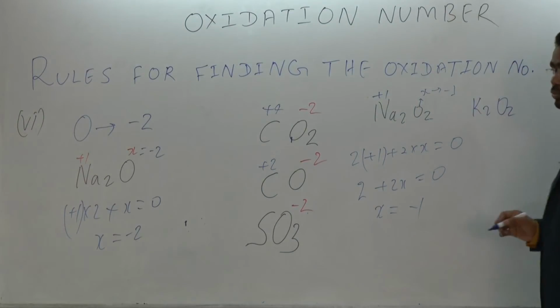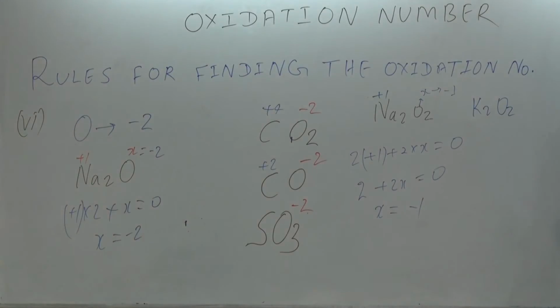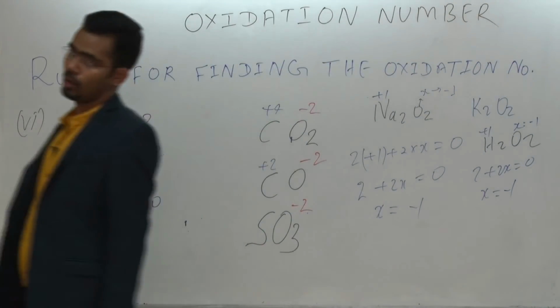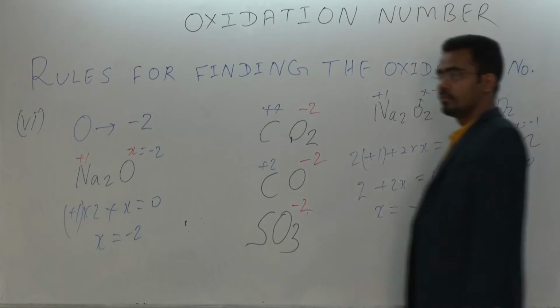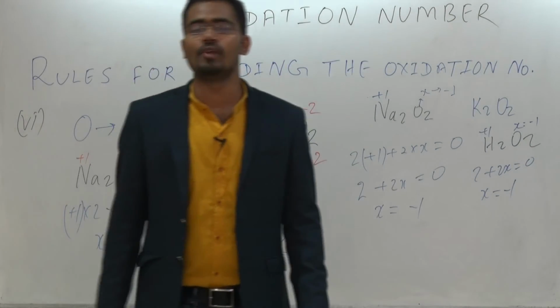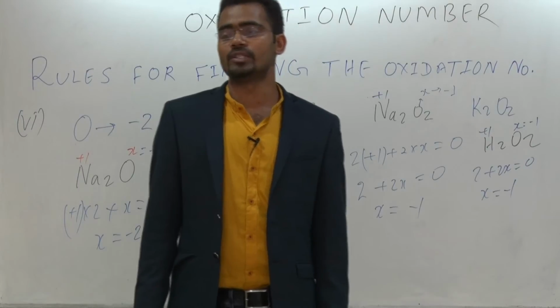Another example, K2O2. Find out the oxidation state. Potassium has generally +1. This is X. So 2 plus 2X equal to 0. So X equal to -1. So if oxygen has -1 oxidation state, it means it is peroxide. Write down: in superoxide, the oxidation number of oxygen will be -1/2.